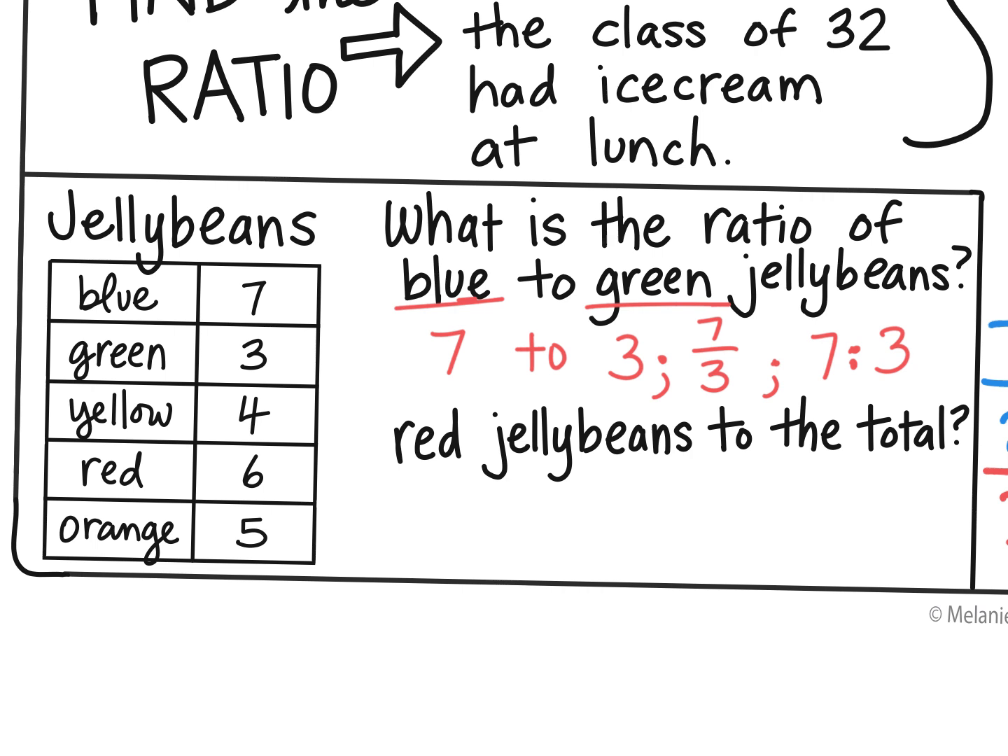What about red jelly beans to the total? How many red jelly beans do I have? 6. I have 6 to the total. How many total jelly beans are there? 25. So 6 to 25. Can that be simplified? Is that as low as it goes? Yes, that's as low as it goes because I can't divide 6 and 25 by anything other than 1. So now I can write this 2 other ways. I can write it like a fraction, 6 to 25. I can also write 6 to 25 with a colon.